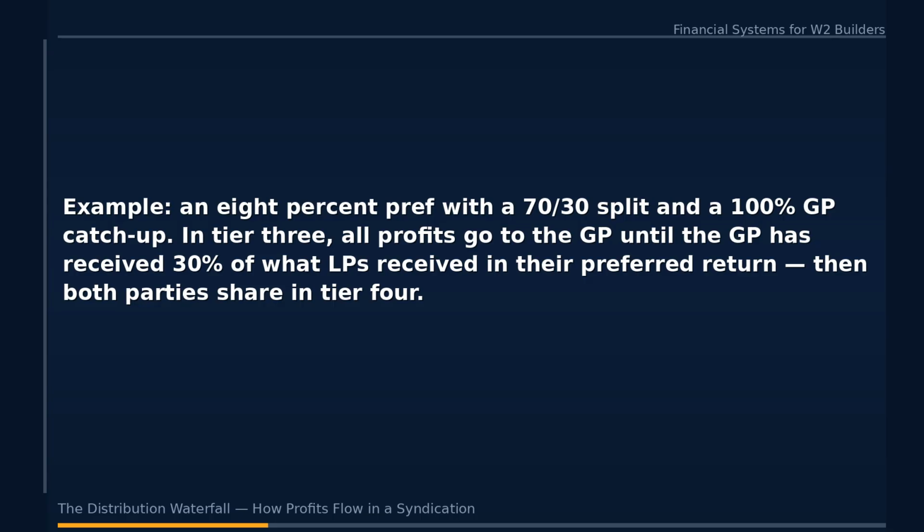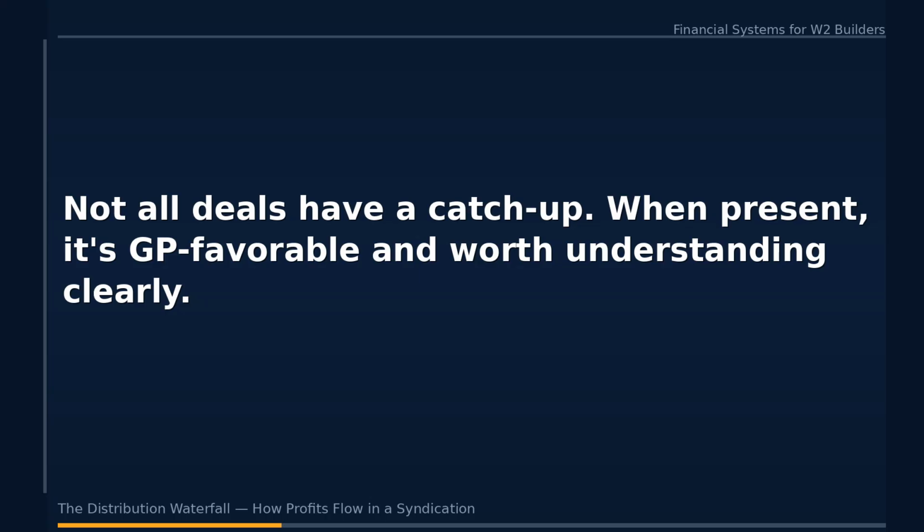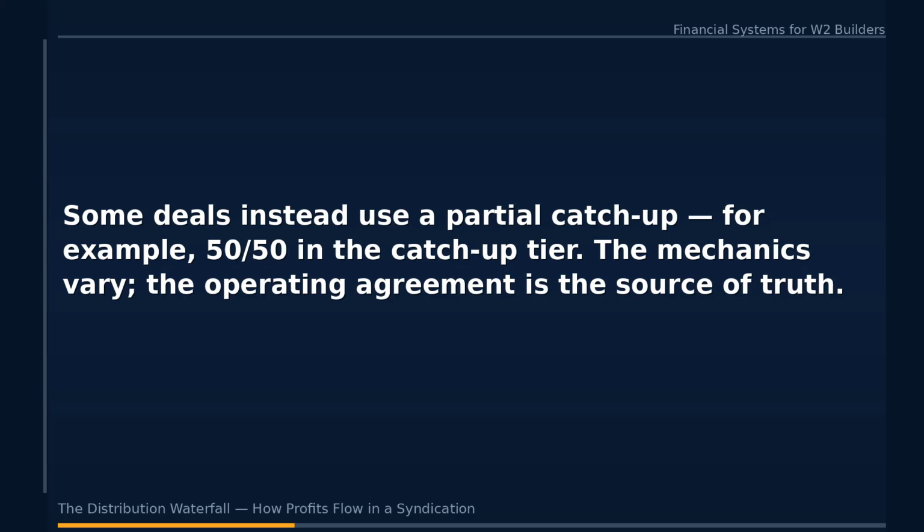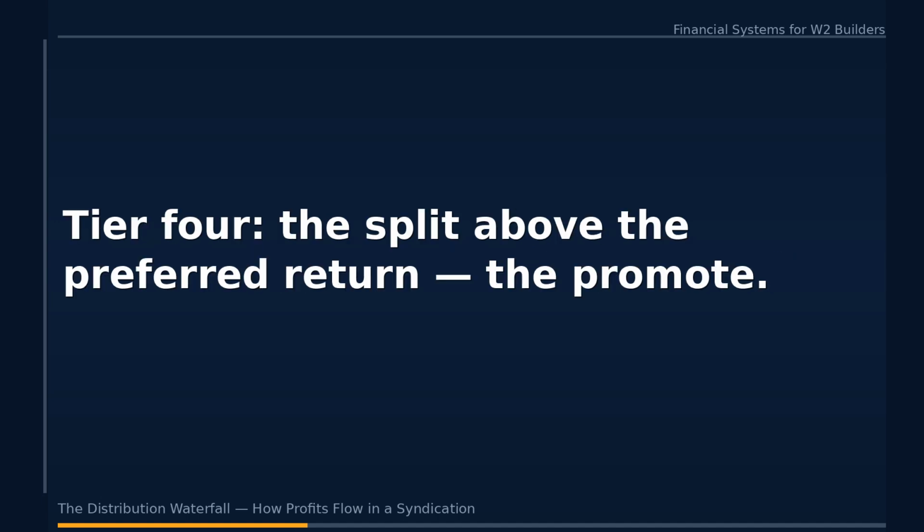Tier 4, the split above the preferred return, the promote. This is the main profit-sharing tier. After tiers 1 through 3, remaining profits are split between LPs and the GP at an agreed ratio, commonly 70/30, sometimes 80/20, occasionally 75/25. This is where the GP earns their carried interest, the promote, for having sourced the deal, managed execution, and created value. The 30%, or 20%, of profits above the pref is the GP's participation in the upside they helped create.